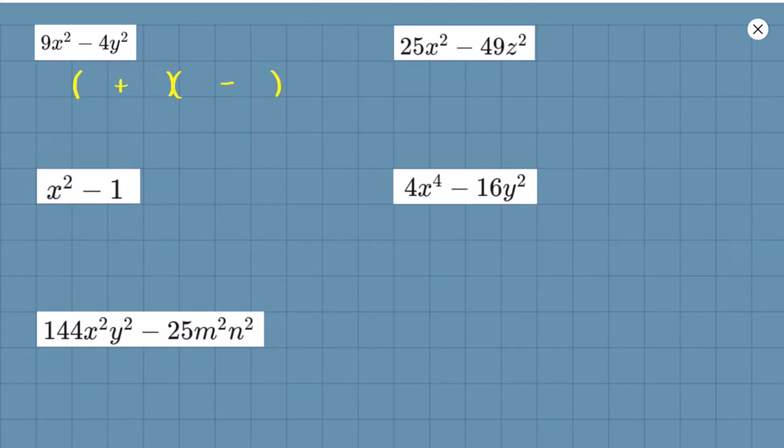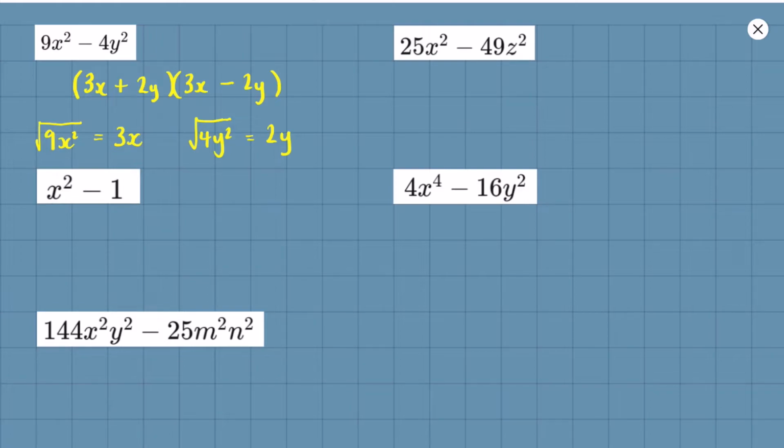So let's do the working out at the side for this first one. If we square root the 9x squared, we end up with 3x. So that's our first term. And if we then square root the 4y squared, that's going to leave us with 2y. And those are our two elements. The 3x is going to be at the front of the bracket, and the 2y is going to be at the second half of the bracket.